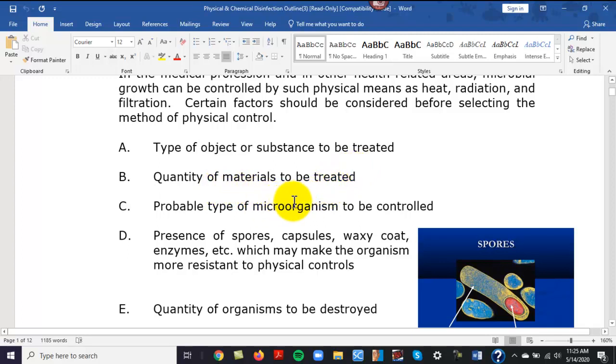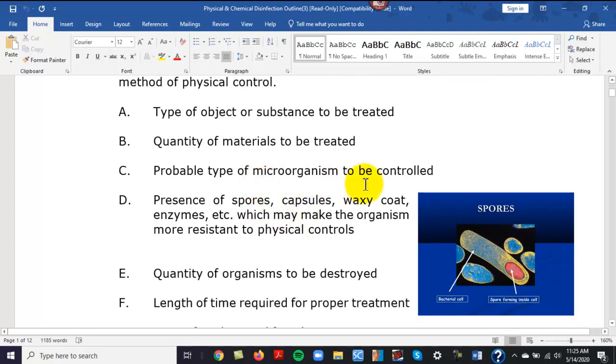The quantity of materials to be treated, you have to consider that when you're trying to sterilize anything. The type of microbe to be controlled. One of my last jobs was at a tuberculosis hospital, and Mycobacterium tuberculosis has a waxy cell wall, so these two kind of go together. It's harder to kill, and it can last for long periods on the floor without drying out. If you know that beforehand, you're going to use a different kind of method to clean those areas.